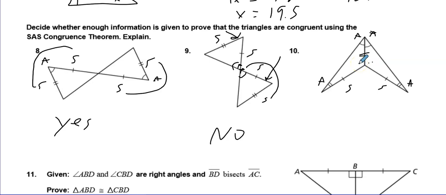But I do have two angles marked in both triangles. And remember, we have a rule that if two of the angles are the same, the third must be the same. So we can mark, just like over here, we can mark vertical angles. We can mark this one. I'm going to mark it with 3 because we have a 1 and a 2. And now I have side angle side. So yes.